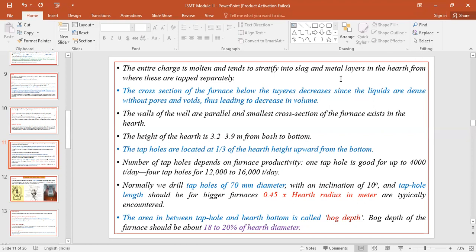To collect the liquid products from the blast furnace, with the help of a mud gun, we basically drill the tap hole of approximately 70 mm diameter with an inclination of 10 degrees. The tap hole length, for bigger furnaces, should be 0.45 times the hearth radius. This is the value we need to take into consideration, up to what depth we need to drill the tap hole.